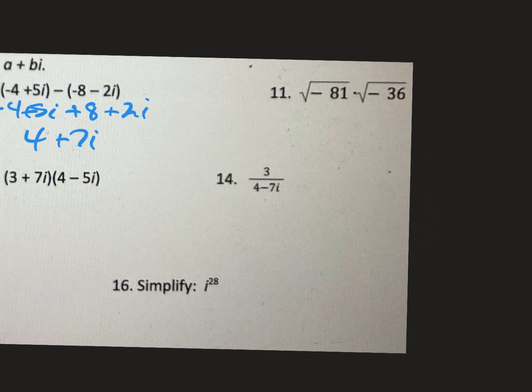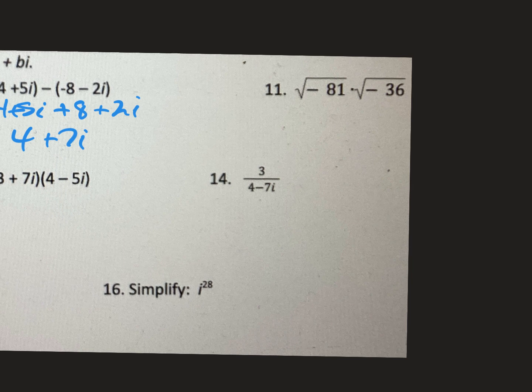Got it. Number 11, the square root of negative 81 is 9i. The square root of negative 36 is 6i. If you multiply those, you get 54i squared. i squared, remember, is negative 1 anytime you see it, so it's negative 54.